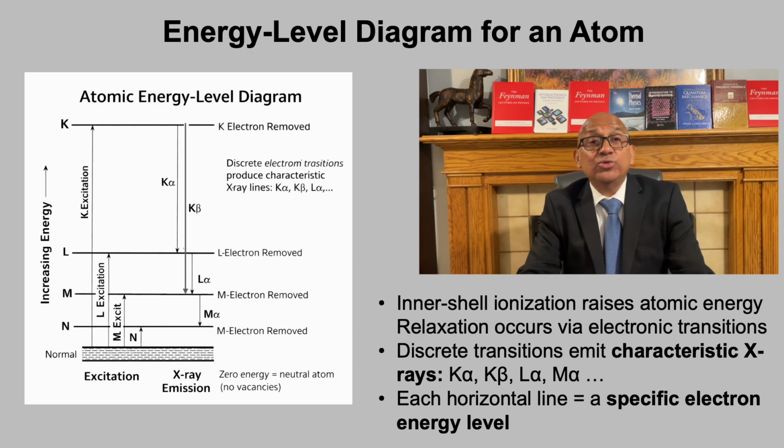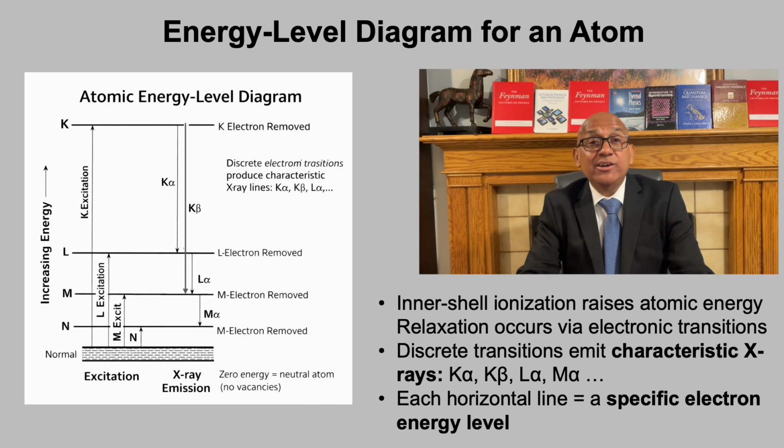This diagram shows how characteristic X-rays originate from atomic energy levels. When an inner shell electron such as a K, L or M electron is removed, the energy of the atom increases because a vacancy has been created. The atom is unstable in this excited state and relaxes by allowing an electron from a higher shell to drop down and fill the vacancy.